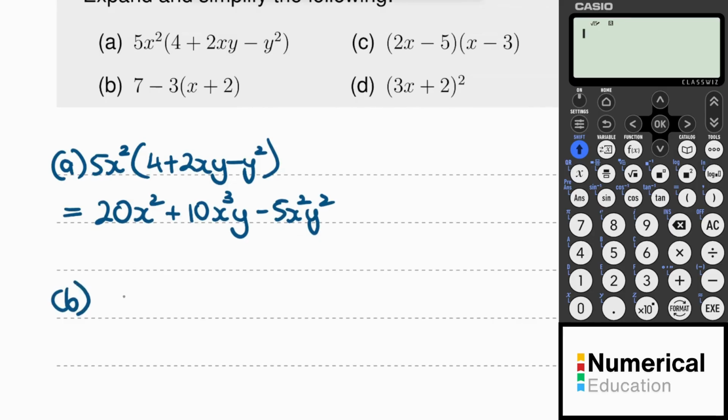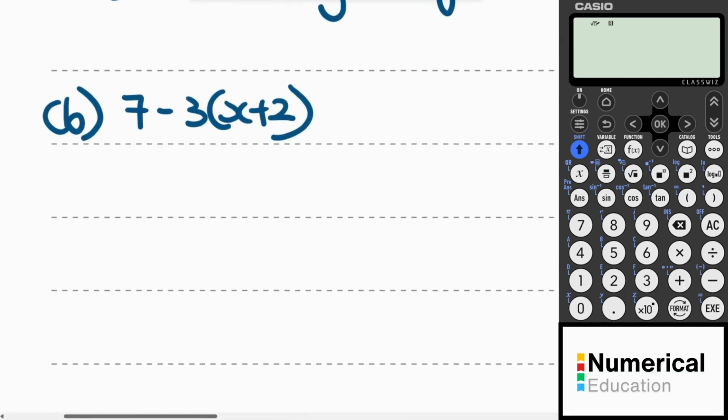So for part B, we've got 7 minus 3 times (x plus 2). For this one here, we only have brackets in the latter half of that expression. So that means I'm not going to do anything to the 7. I'm just going to worry about expanding the back end of this question first. So you've got to be careful here, right?